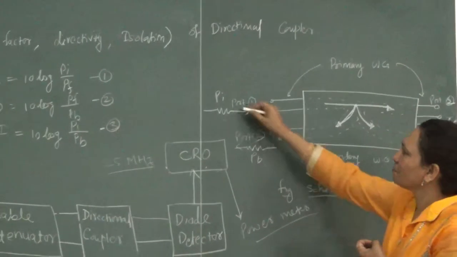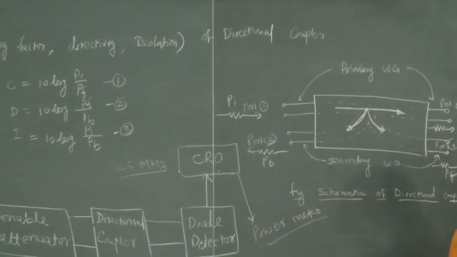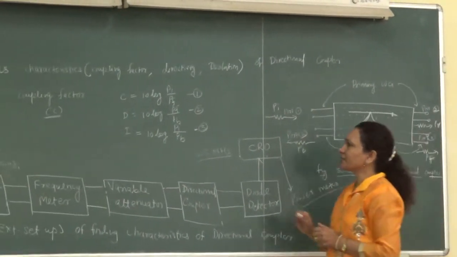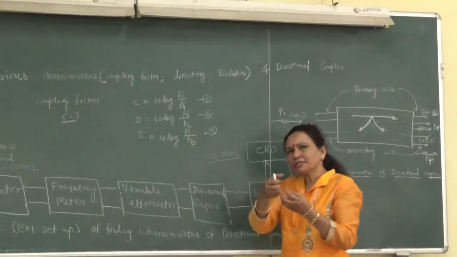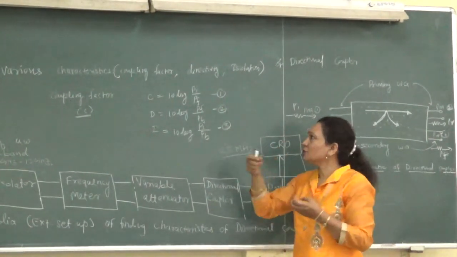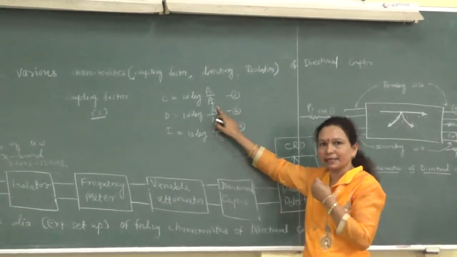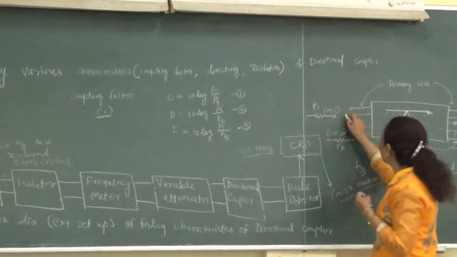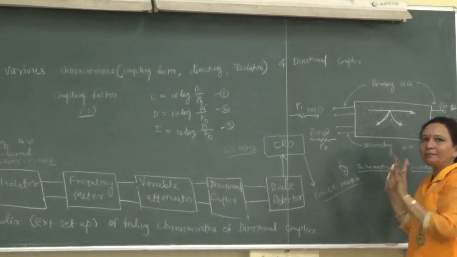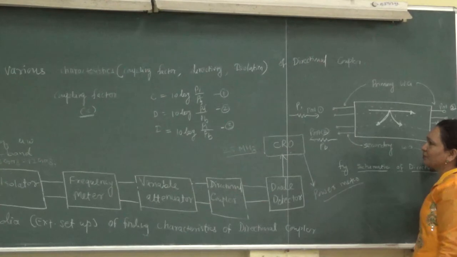Now according to this PI, PB, PR and PF, we denote 3 different types of parameters for the directional coupler. First is the coupling factor. Coupling factor means we are coupling a small amount of power for measurement. So obviously it is a ratio of input power to the feedback power, sampling that power. So give the input here, at that time measure the output here, and the remaining port you have to terminate with the matched termination. That means input you connect here, and you take output from this port.